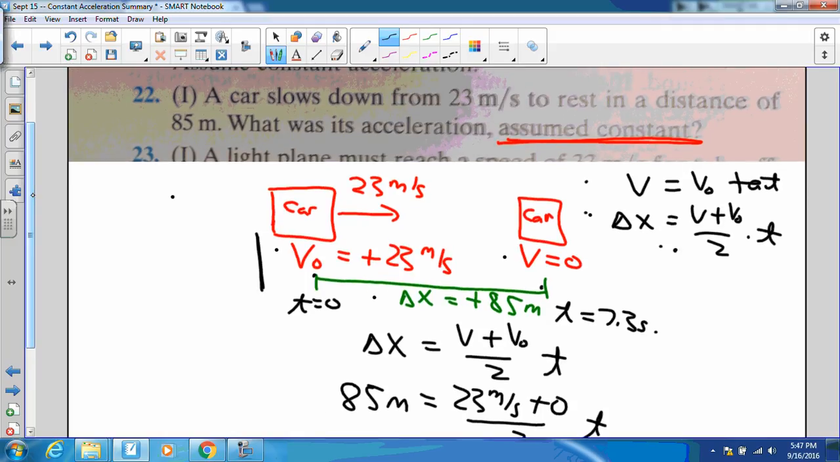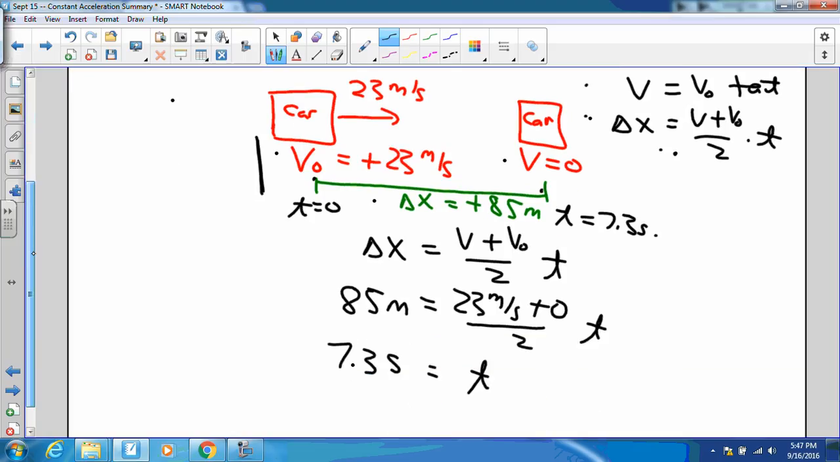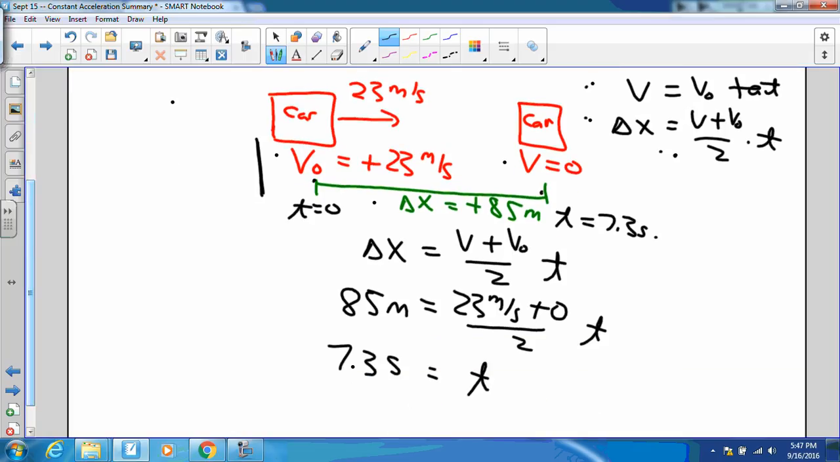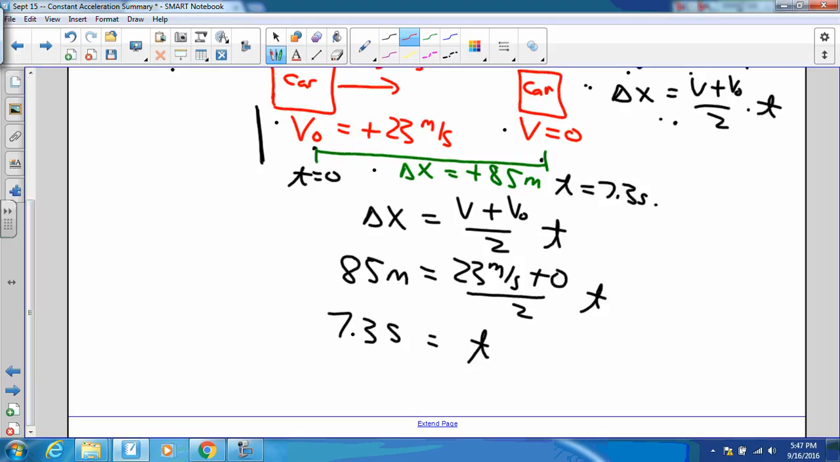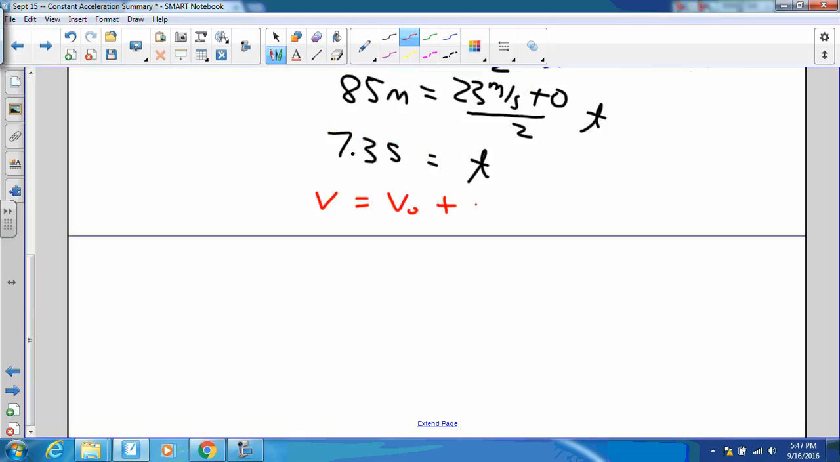Well, how does that help me find the acceleration, which is what I was trying to find to begin with? If I now consider the second equation, I observe that together with the time that I computed, I have 3 out of the 4 variables in that equation also. And so I can use the second equation by saying v equals v0 plus at. There's my equation. Plug in 0 for my final velocity, positive 23 meters per second for my initial velocity, unknown acceleration here, and 7.3 seconds for my time.